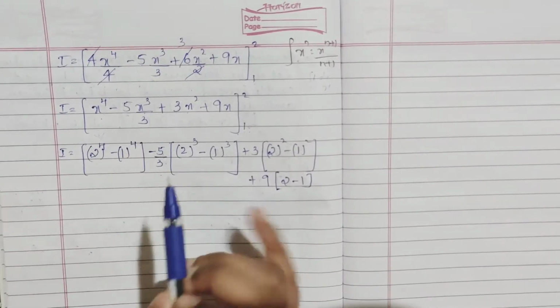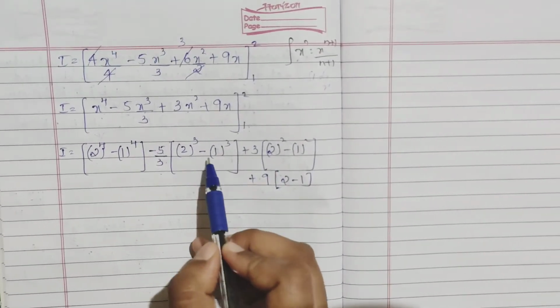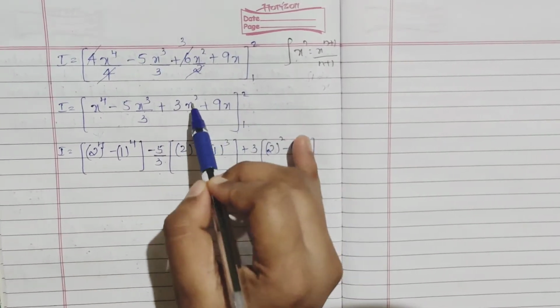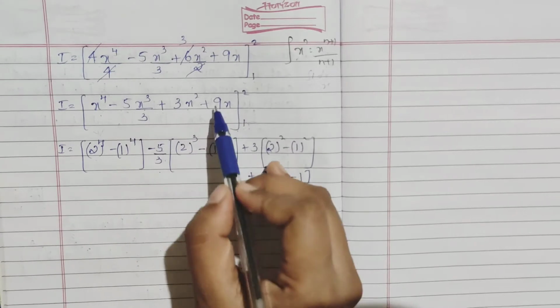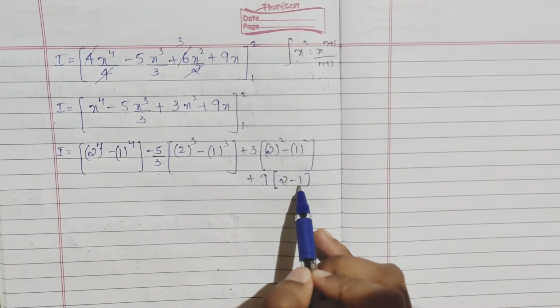Minus, what I have done, 5 by 3 I kept outside, x cube was there, so 2 cube minus 1 cube. See, 2 cube minus 1 cube. Again 3 I kept outside, x square, 2 square minus 1 square. See I have written 2 square minus 1 square. Same, 9 keeping outside, x is 2 minus 1.